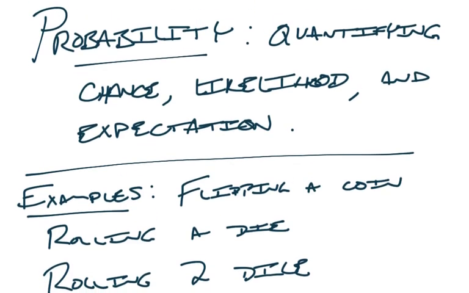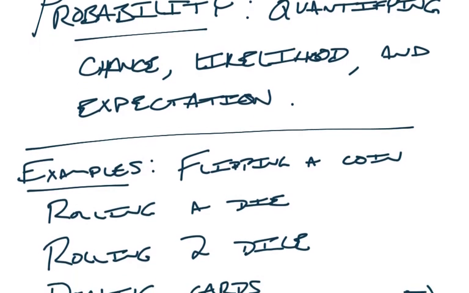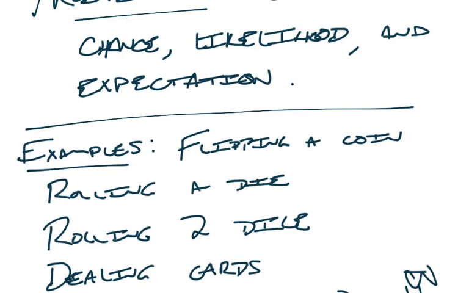Now, the real reason why we're getting into it is probability. All right, and I've given a sort of loose definition of probability here. What it is, it's the mathification, if you will, the quantification of chance, likelihood, and expectation. All right, so I've just given you some very simple and straightforward examples down here that we're going to go into detail about throughout this video. Some simple examples.